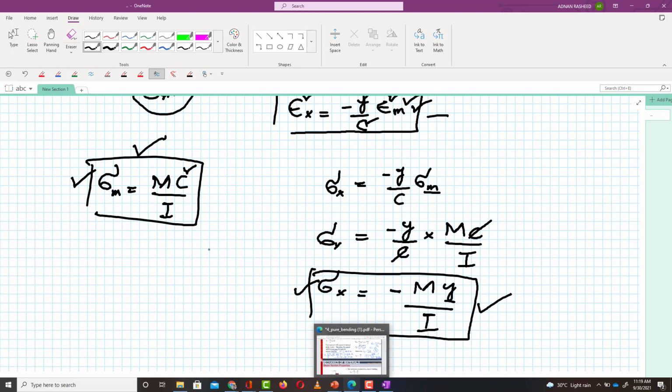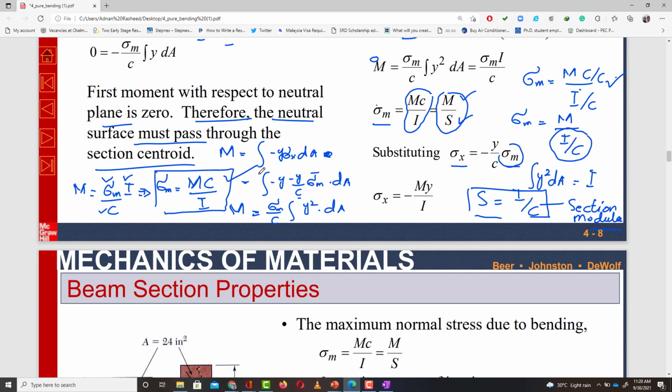Yes, sir. And this is the equation, the bending equation. This is the equation for finding the bending stresses in the beam when it is subjected to a couple load or moment load in the same longitudinal plane. This was all about the stress in the beam under pure bending. Clear?